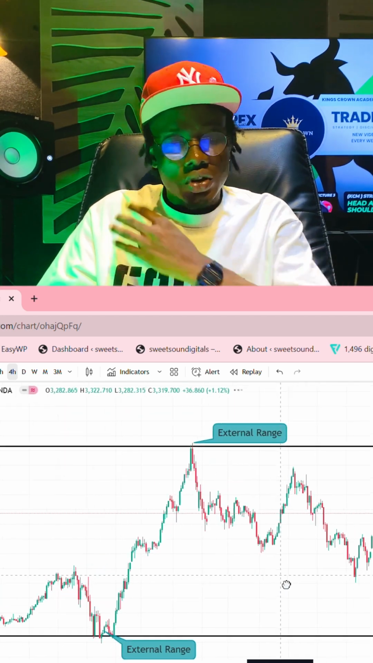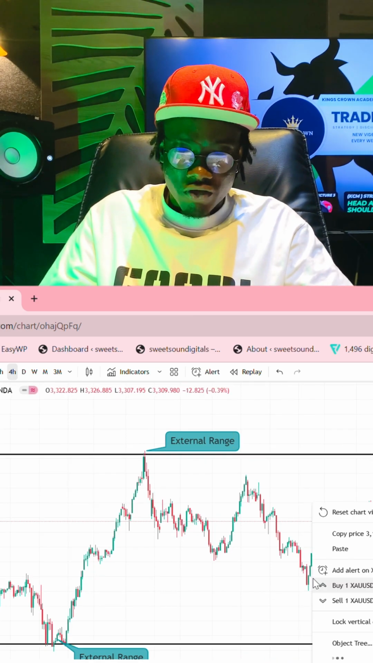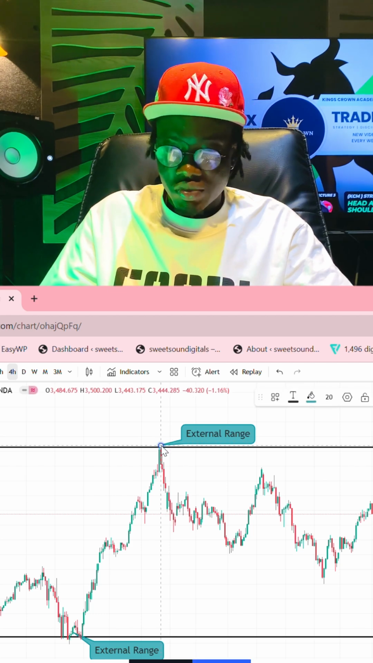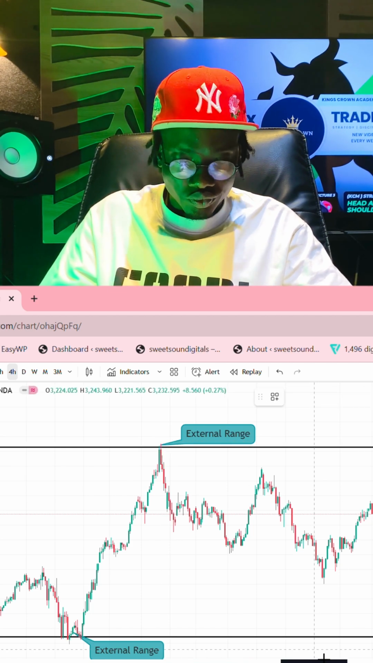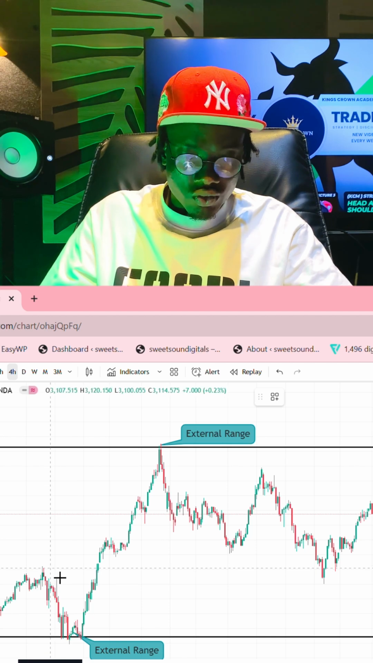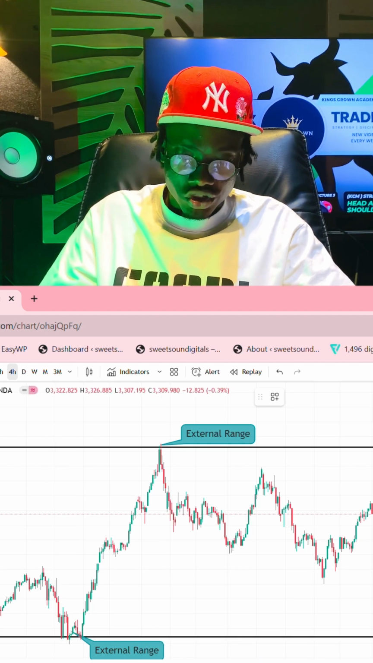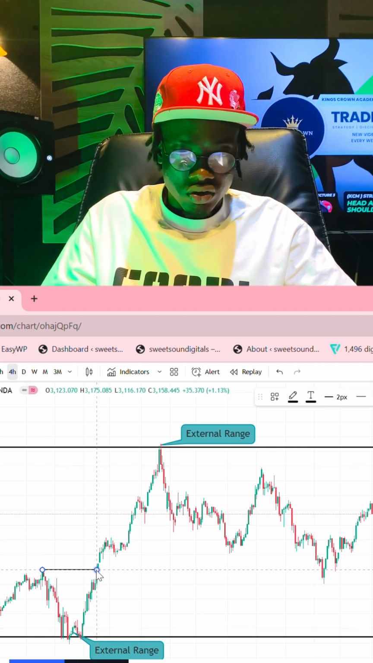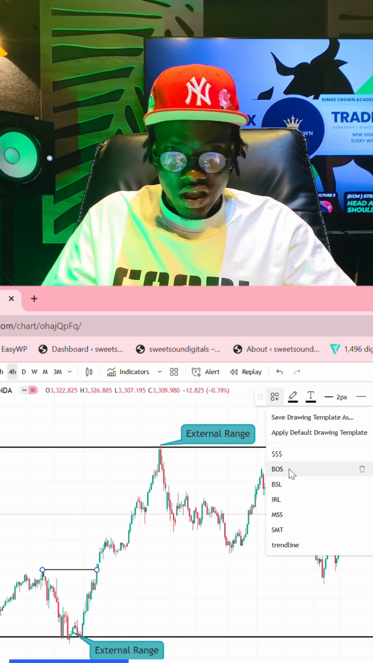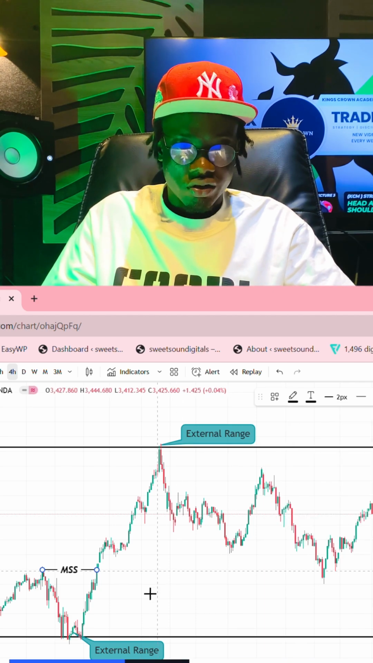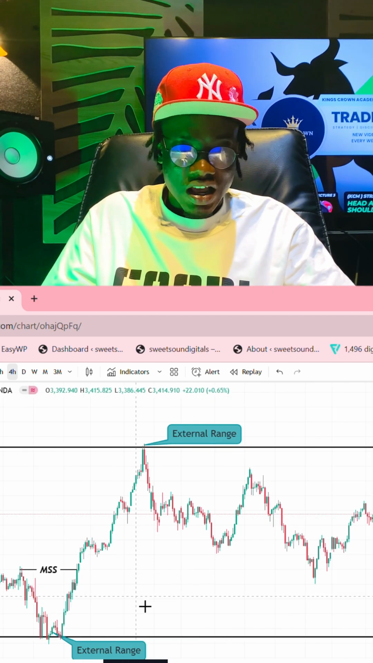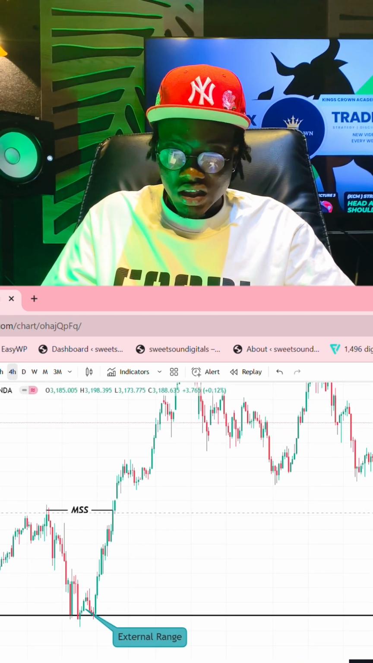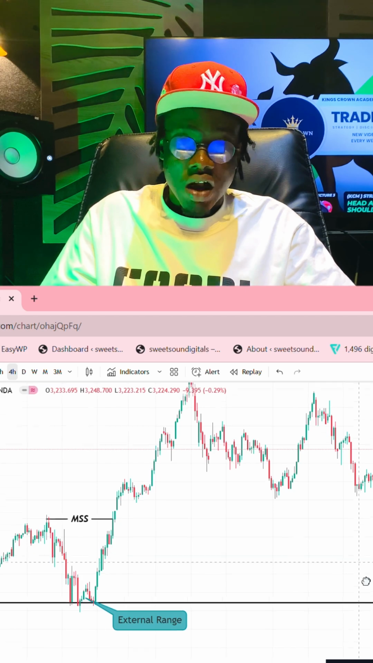Now let's check the area of fair value gap within this external range, which is going to be our internal range. Let me use this so I can see this was the last place that market structure shift happened. Now let's look for an imbalance within this place, and that will serve as our internal range liquidity. That's our internal range zone.